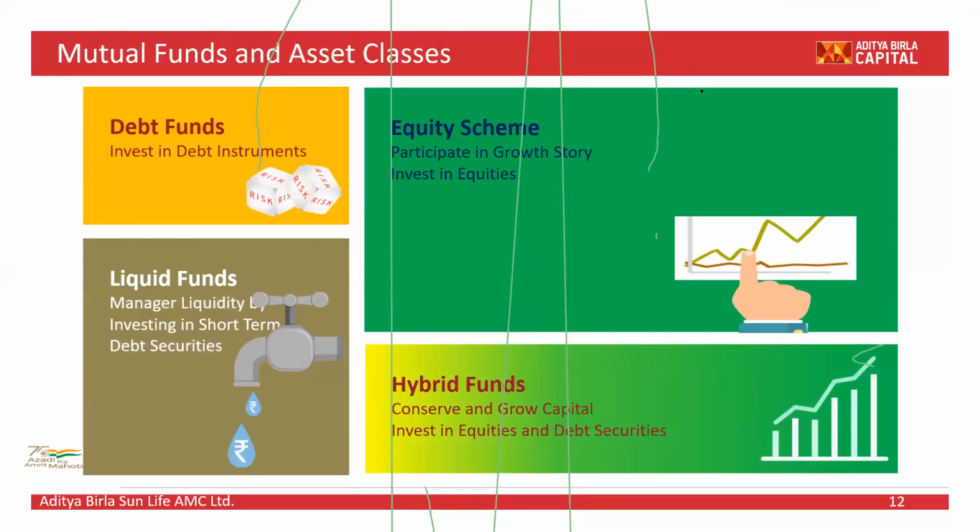Assets classification, I just covered this part: equity, debt, hybrid. So why all this? One question here. Supposing I want to invest my money, is it that I have to invest only in equity? If I'm selecting equity, I cannot invest in debt. Is it like that?